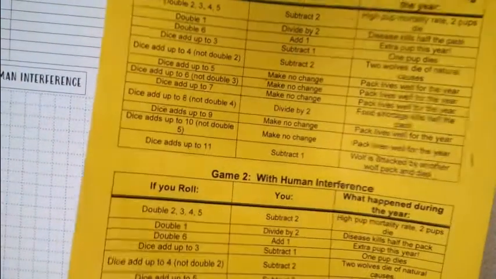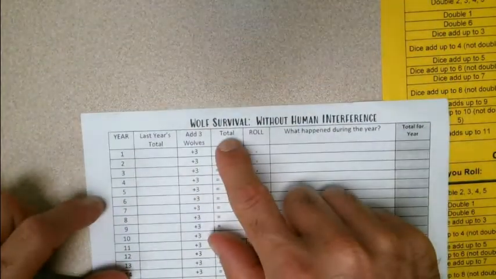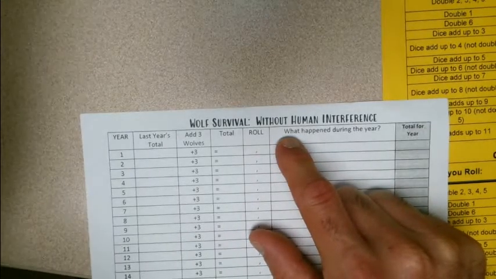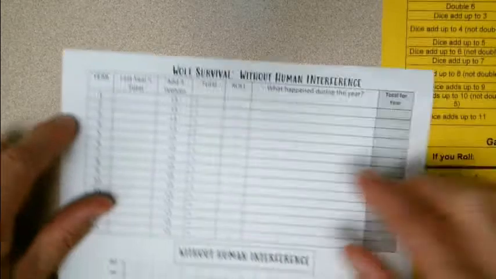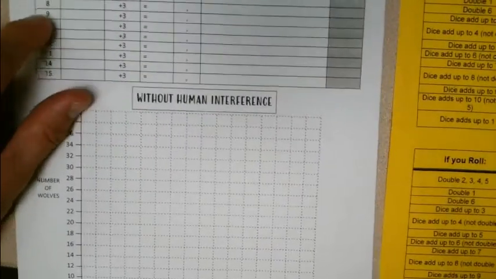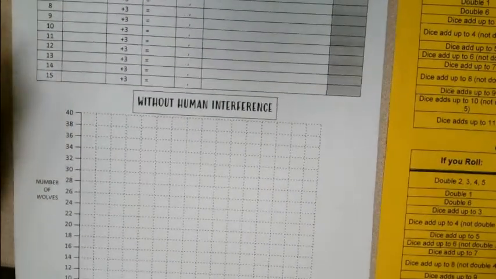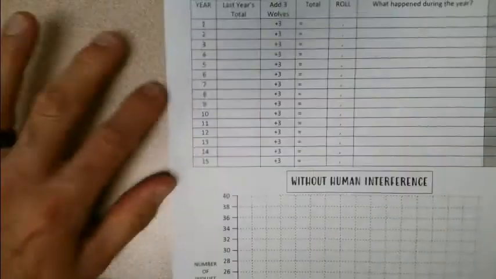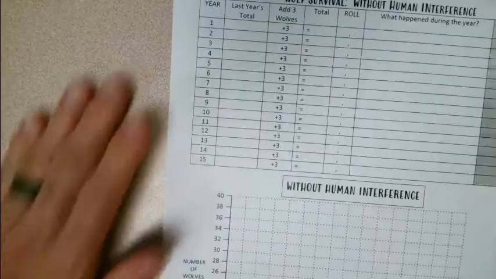And you'll need the game board, which is this piece right here, and you'll need a worksheet. And you want to start out with a side that says Wolf Survival Without Human Interference. Forgive me, the camera I'm using has a hard time focusing on this stuff. So the first thing you're going to do is begin the game by giving yourself some wolves. So we're going to start ourselves off with 3 wolves. I think that's what it said.